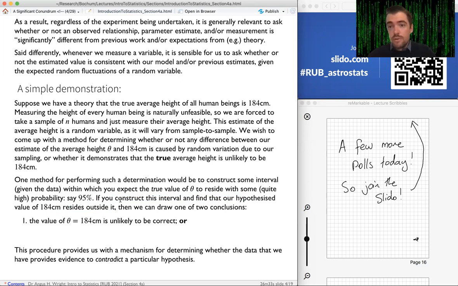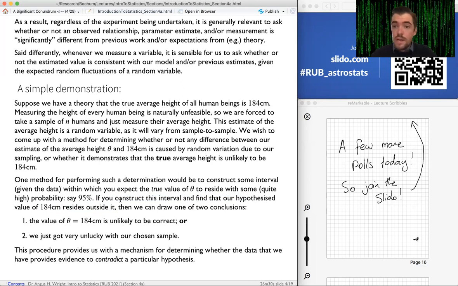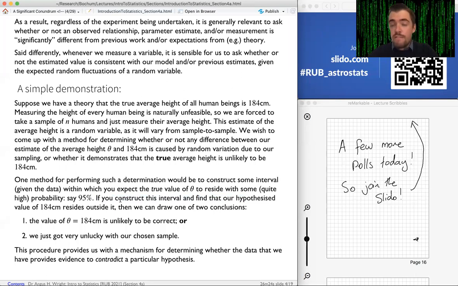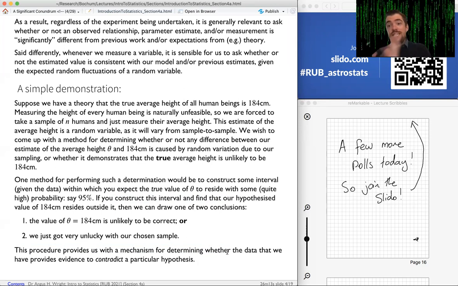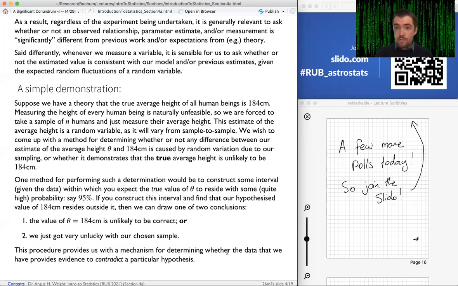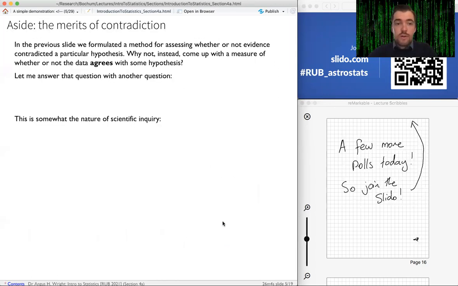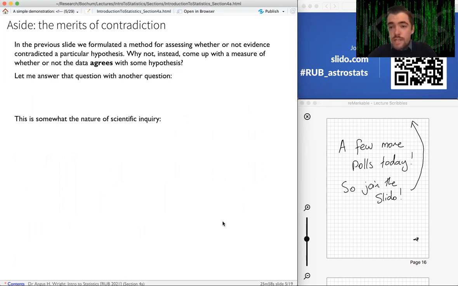But there is another conclusion that you could draw. And that other conclusion is that we just got very unlucky with the sample that we drew, right? And that in fact, the hypothesis is true, we were just unlucky. That procedure for determining whether or not the data contradicts a particular hypothesis by saying whether or not it is outside of a confidence region is the thing that we're going to focus on today. And so that begs the question, why do we actually care about whether it contradicts our hypothesis rather than whether it agrees with our hypothesis?